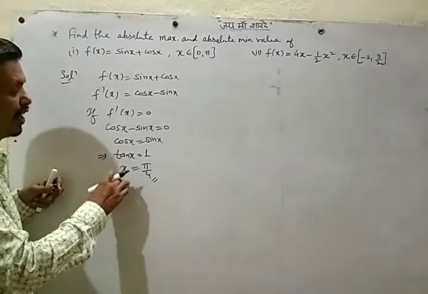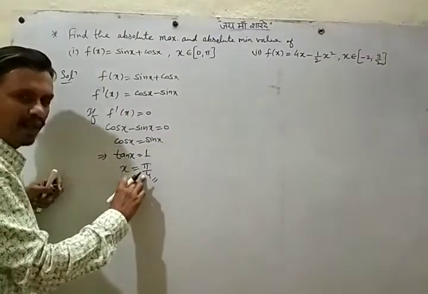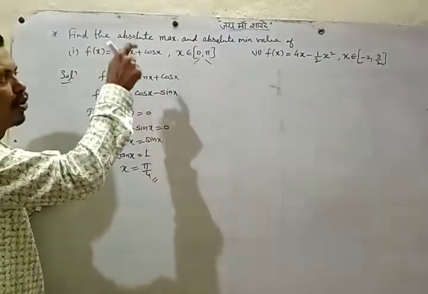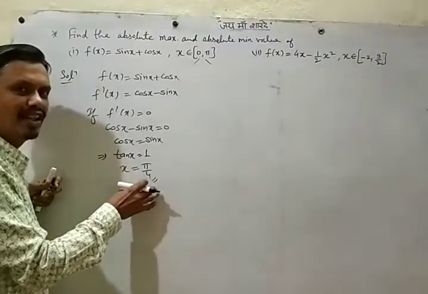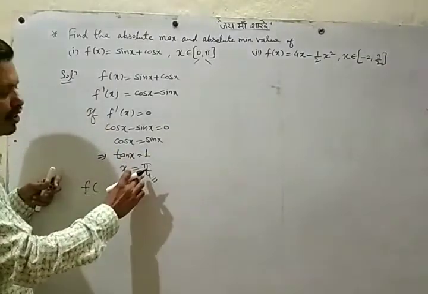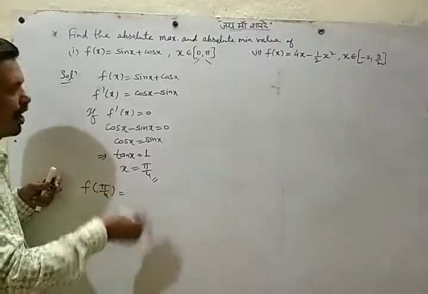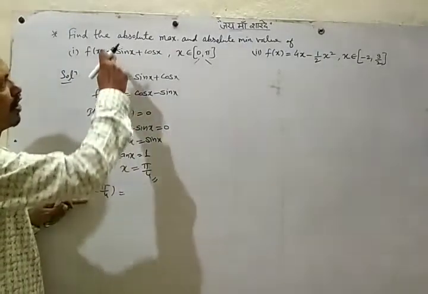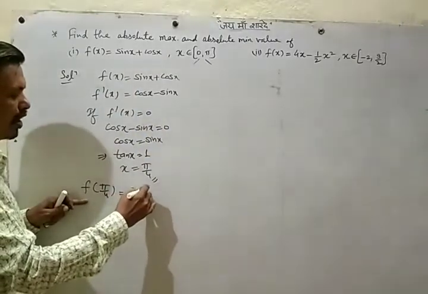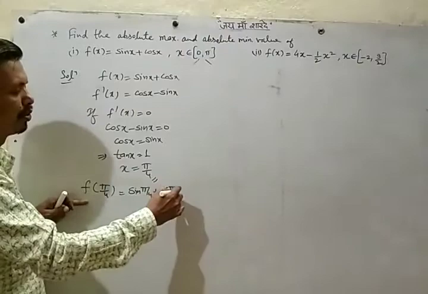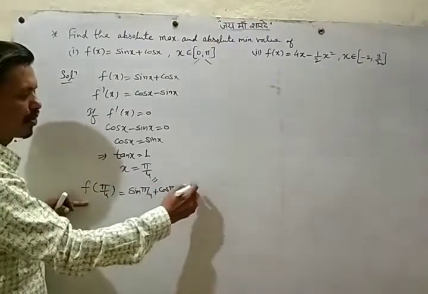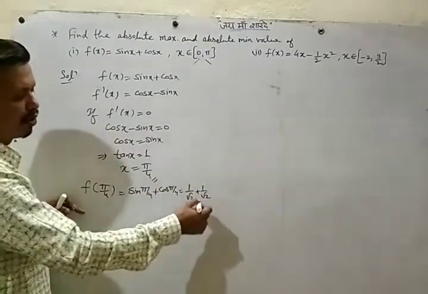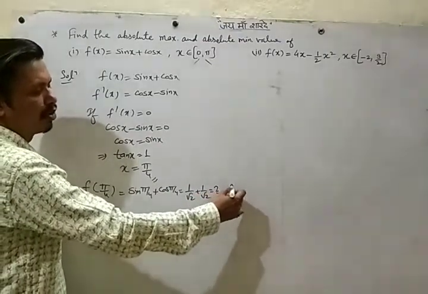Now we find the value of the function at this critical point and at the ends of the given interval. To find the absolute maximum or minimum value, first we need critical points, then we find the value of the function at the critical point as well as at the ends of the interval. So f of pi by 4 will be sin pi by 4 plus cos pi by 4. Both cos and sin have the same value 1 by root 2 for pi by 4. So 1 by root 2 plus 1 by root 2 is 2 by root 2, that is root 2.